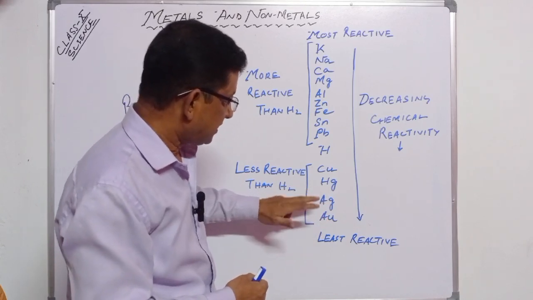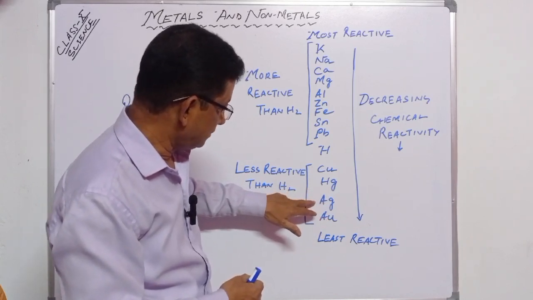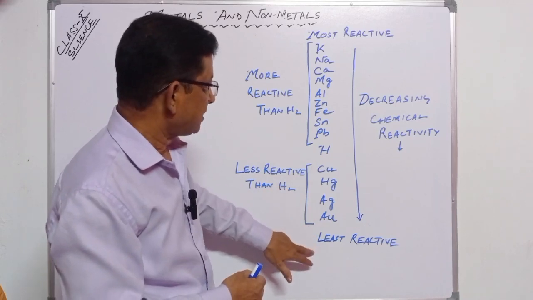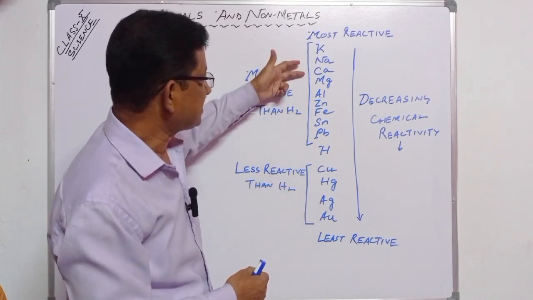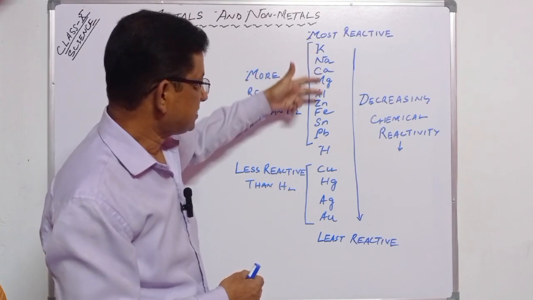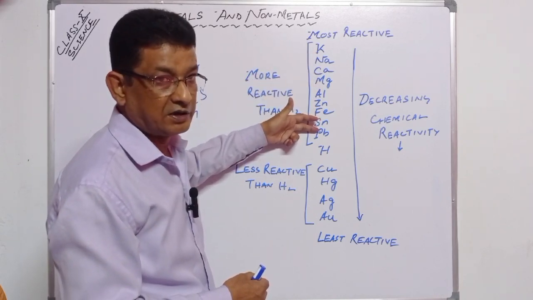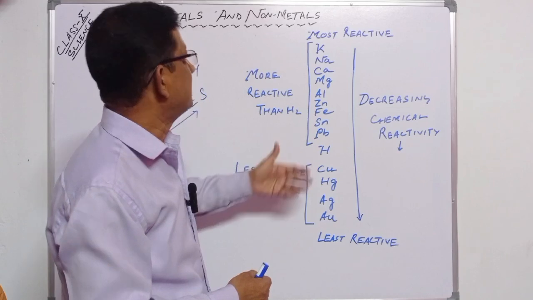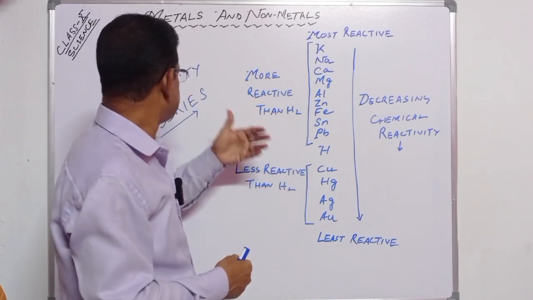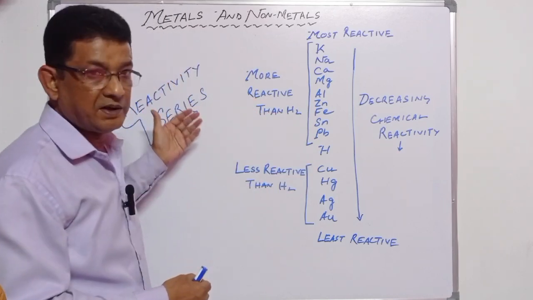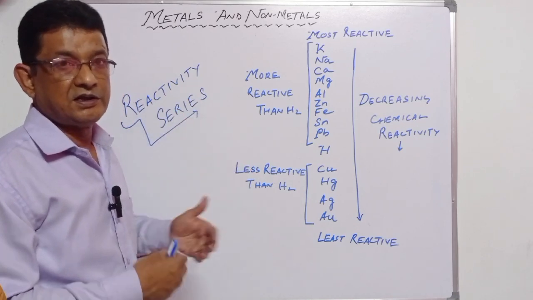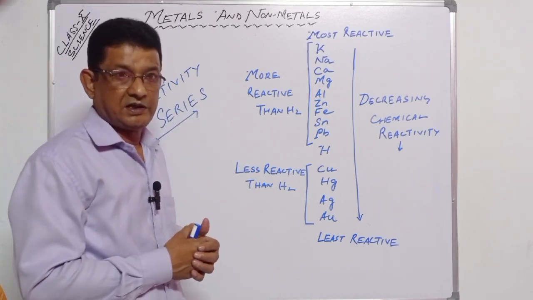But the metal that is less reactive cannot displace the more reactive metal from a chemical reaction. So that's why the chemical reactivity series, or simply the reactivity series, is important in chemistry.